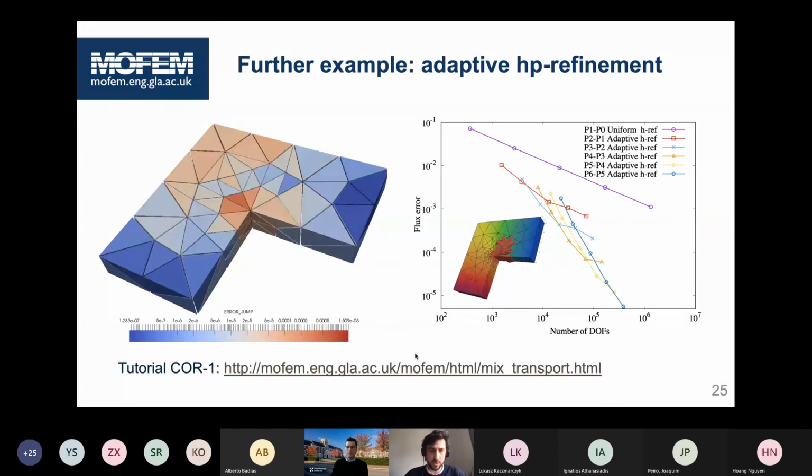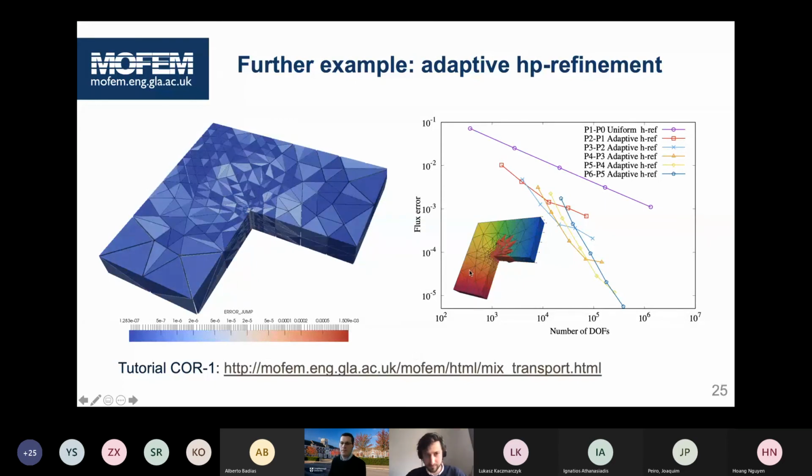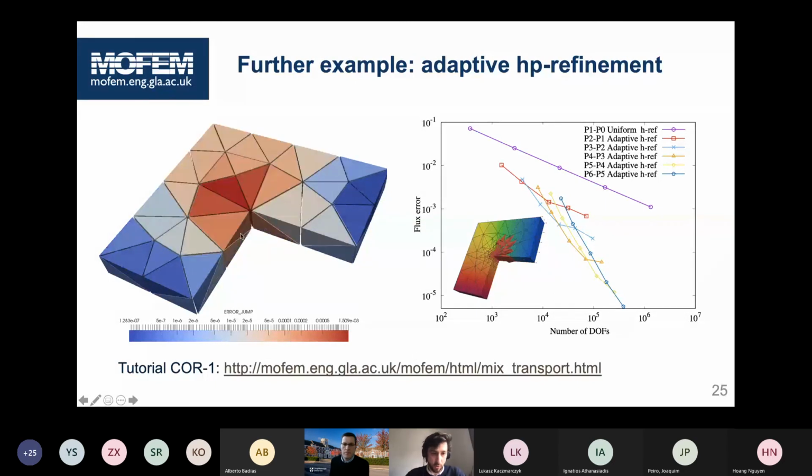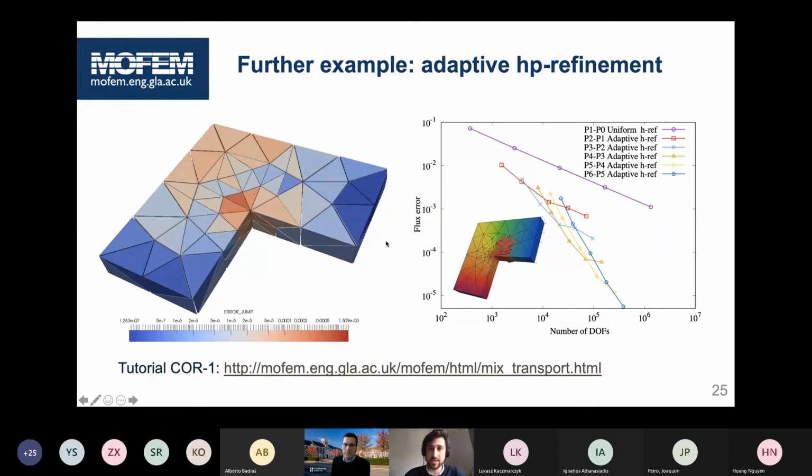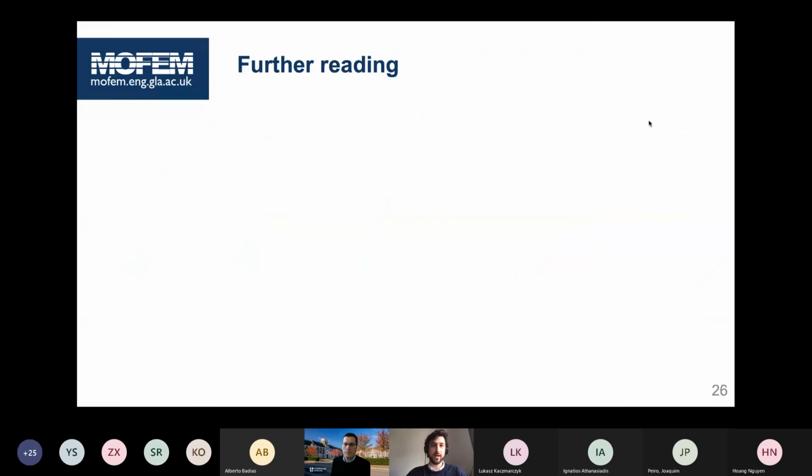We have another tutorial, slightly more complex, in MOFEM, which is considering a combination of h and p refinement for the same basic equation for the flow problem in a domain which has such a shape that it produces a singularity at a point. And in this case, the combination of the hp refinement driven by the error indicators provides almost exponential convergence. That's practically what I wanted to say about this.